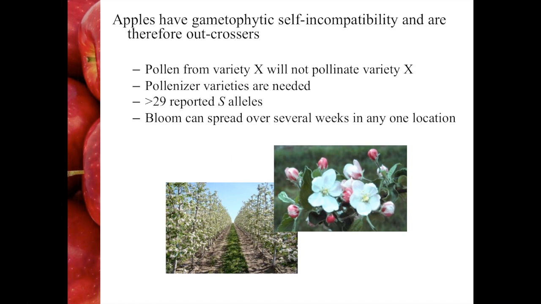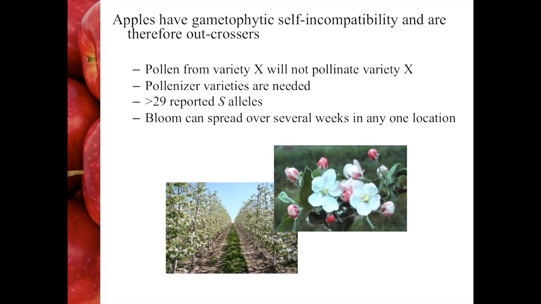Apples have gametophytic self-incompatibility, and therefore they're outcrosses. So simplistically, that means that pollen from variety X will not pollinate variety X. So from a commercial perspective, that means that you need to have a pollinizer variety in your orchard. And so also, if you have an apple tree in your backyard, you need another apple tree in order to pollinate it.